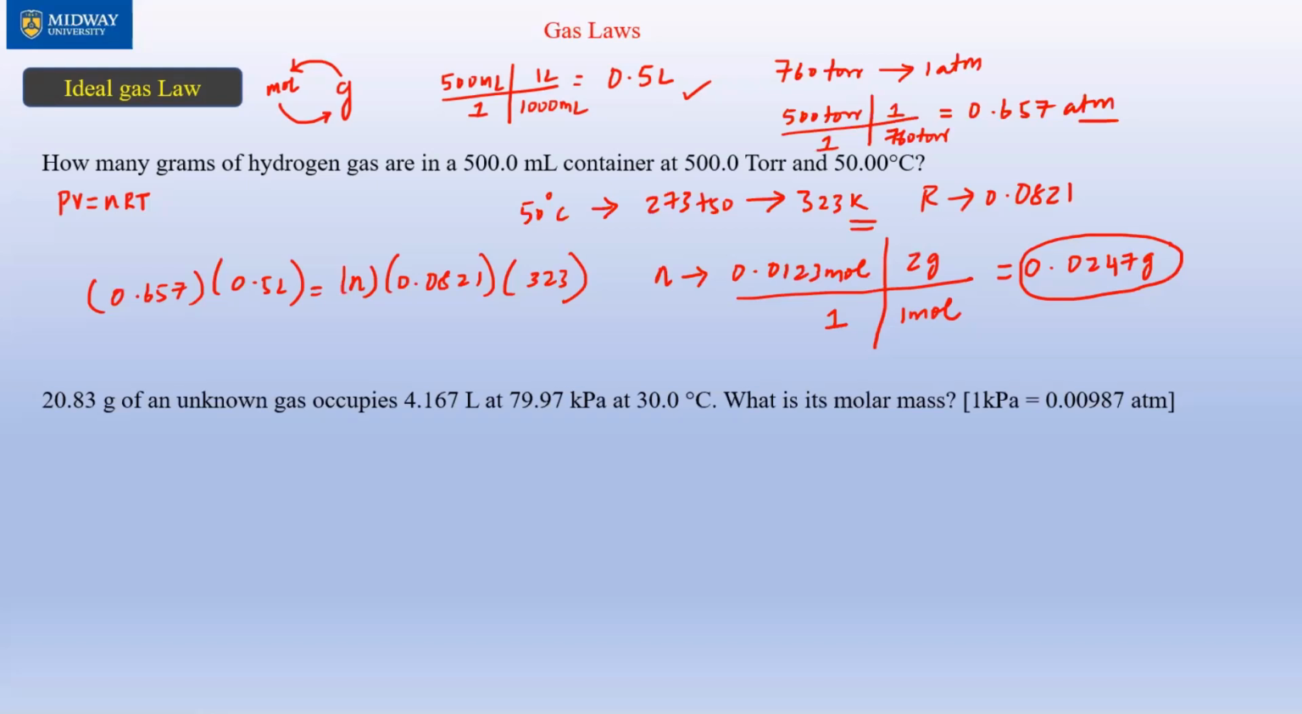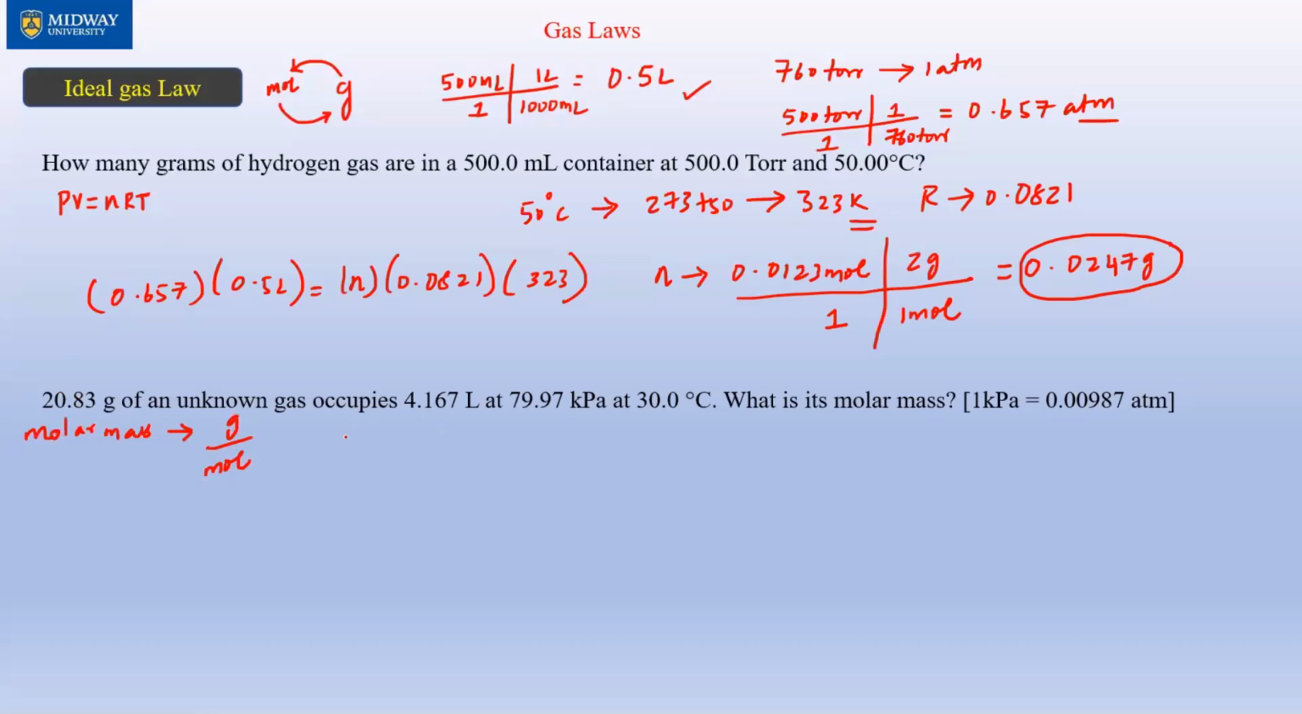This is the second problem I want to work out, where I have been given grams of a gas, which we don't know the identity of. We know the volume, the pressure, and the temperature, and I'm asking you for molar mass. I think I have said this a million times. First, we need to know what we want to find: molar mass. What's the unit for molar mass? Grams over mole. So we already know grams. If we can find moles, then put the two together and we've got it.